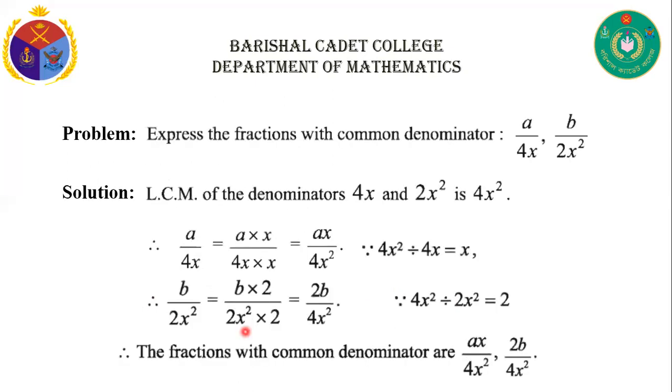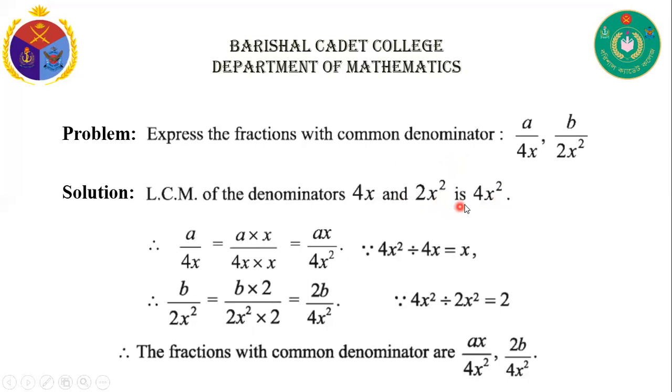Now we have to express the fractions with a common denominator. That is, we have more than one fraction, so we first have to give these fractions in common denominator form. The first step is the LCM of the denominators. Here the denominators are 4x and 2x squared. So the LCM of the denominators is 4x squared.